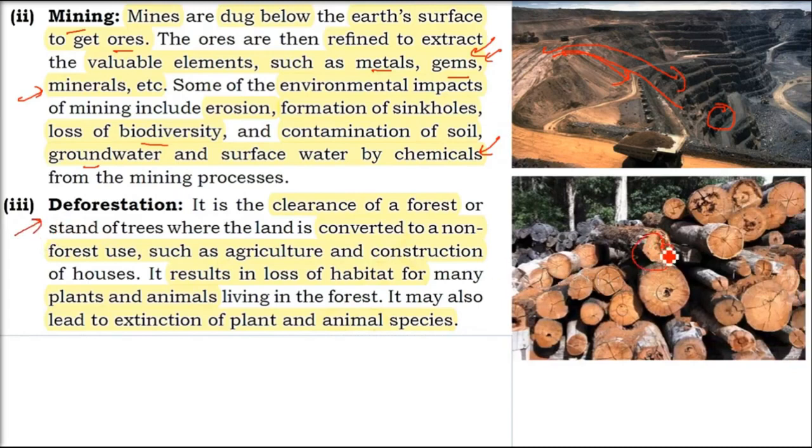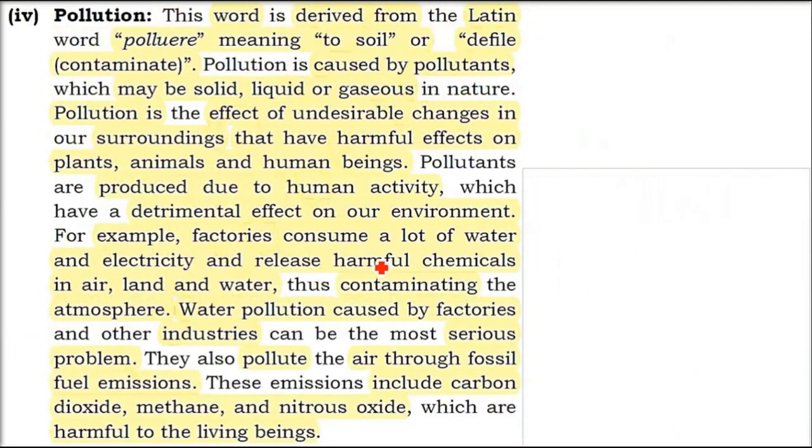The other thing is deforestation. We are cutting the forest. If we clear the forest and change the land use from forest use to non-forest use, if we just clear the jungle, now we start making, say, houses, housing societies, maybe for agriculture or construction of some building, establishment, or even your house or high rises. So what we are doing is actually destroying the habitat of plants and animals. So these plant and animal species will eventually become extinct.